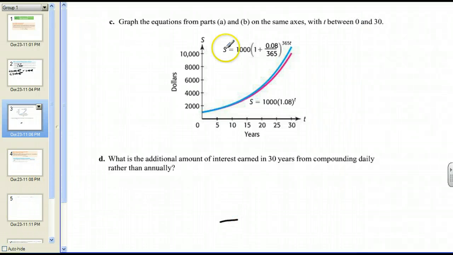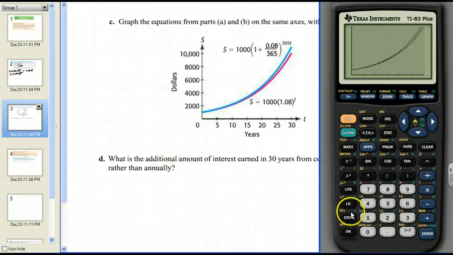Part D says, what's the additional amount of interest earned in 30 years from compounding daily rather than annually? Well, to do that, let's go to this graph that we have in here, and let's press trace, and let's get the two values at 30. So if I type in 30, hit enter. This is the bottom one. 10,062.657. That's in this one.